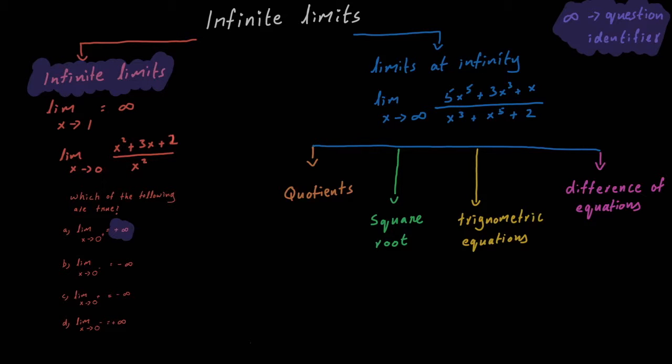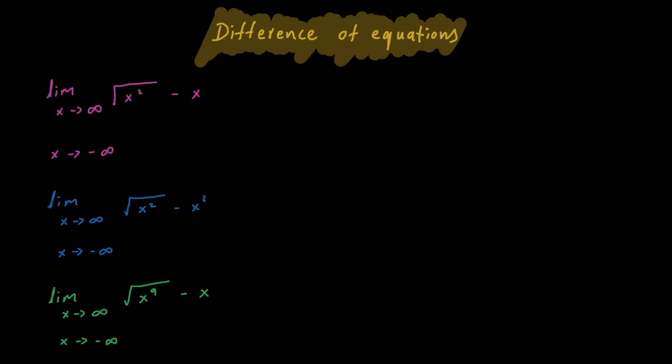Now coming to the last one, difference of equations. This is pretty simple and straightforward. We are simply subtracting two different equations. The first question: limit as x approaches infinity of under root x squared minus x. Now the first equation is this.